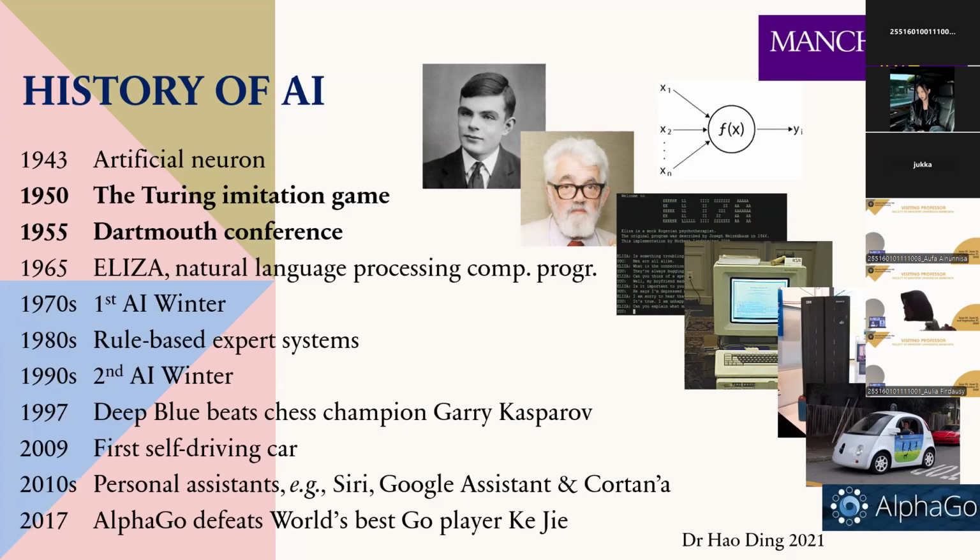During the war years, artificial neurons were invented. In the 1950s, Dr. Turing's imitation game was reality, and he's, by the way, from Manchester. We have even a university building named after him. 1955, the Dartmouth Conference was organized to discuss the current development of that day. 1965, ELIZA, a natural language processing computer program, was introduced.